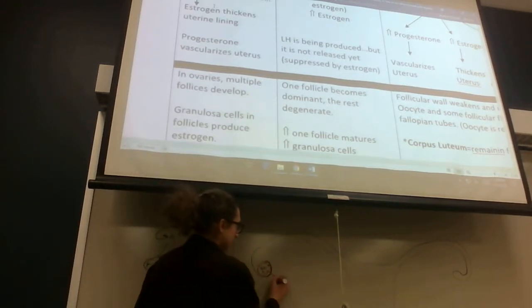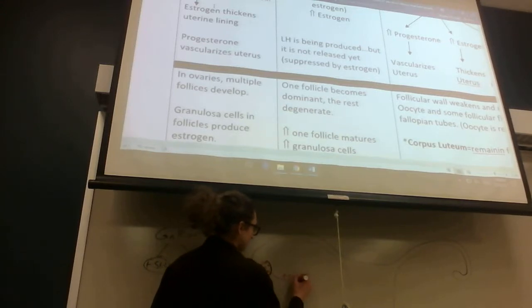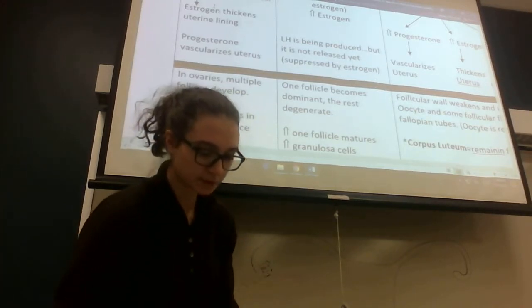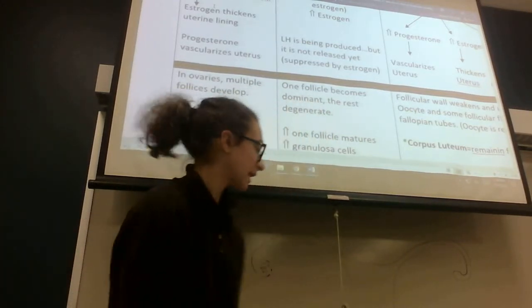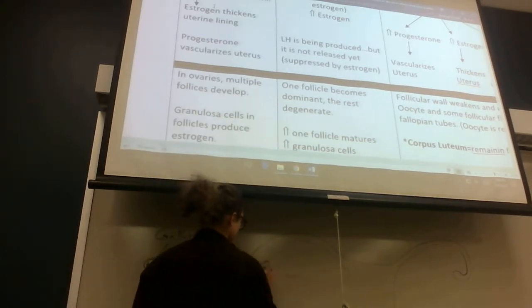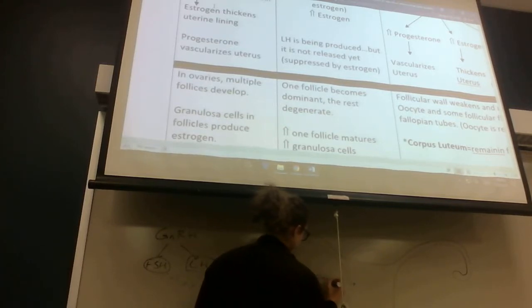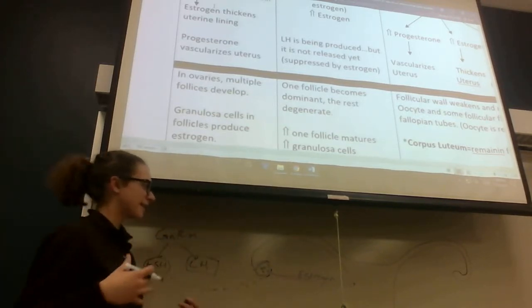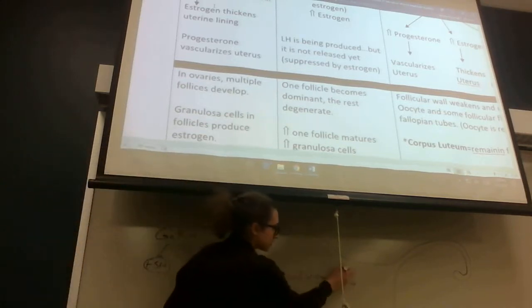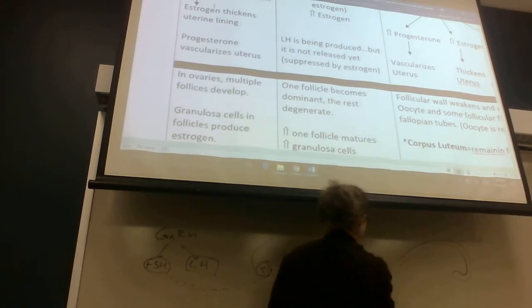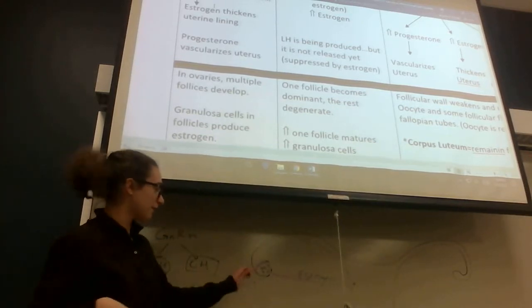Granulosa cells are going to produce estrogen. Actually, I'm going to do this in blue so we don't get confused. Granulosa cells are then going to produce estrogen. And estrogen is just going to thicken the uterus. And we want that uterus nice and thick because we want to be able to support a baby if we were to have one. So it's just going to get thicker and thicker and thicker while the follicles are maturing.